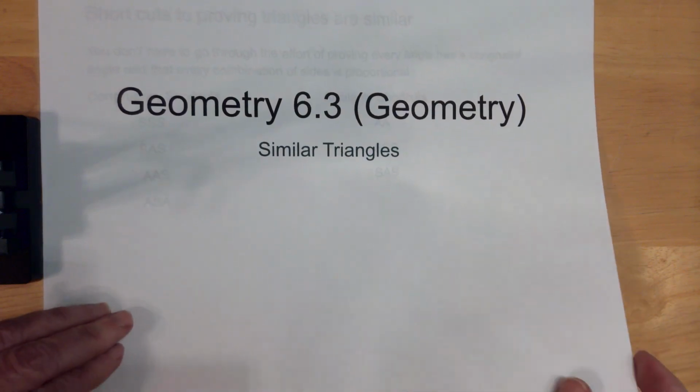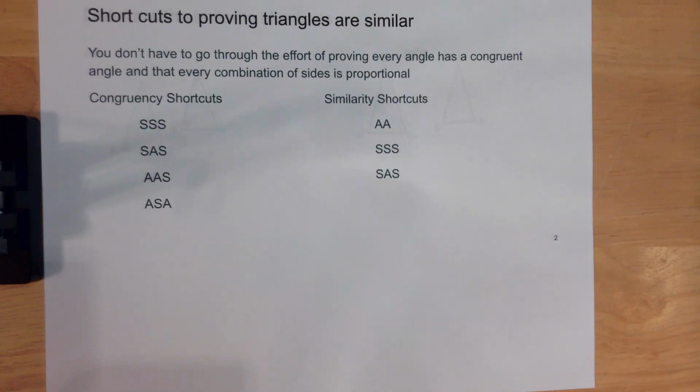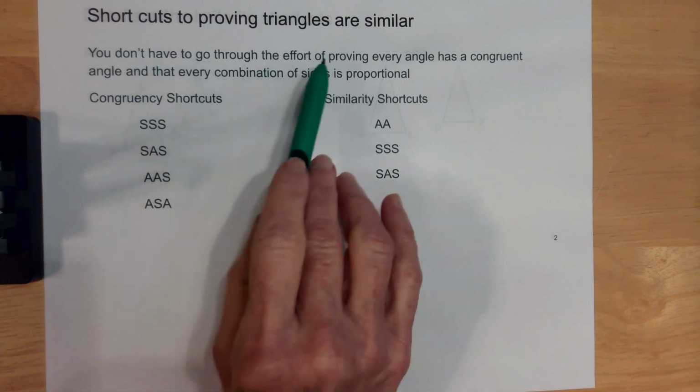Section 6.3 is on similar triangles. So far, we've learned that similar triangles have to have a congruent angle on the other triangle, and their sides have to be proportional.